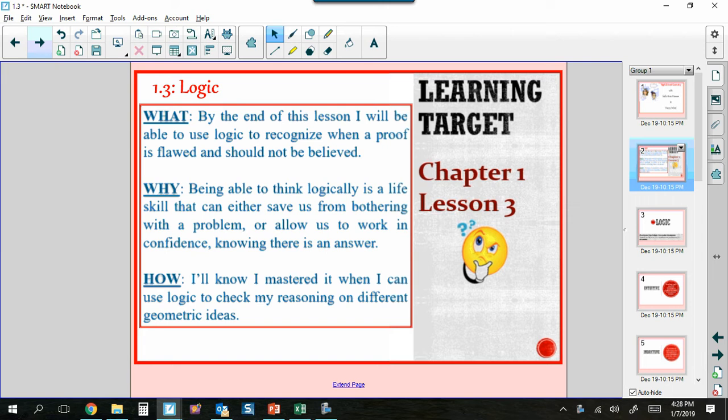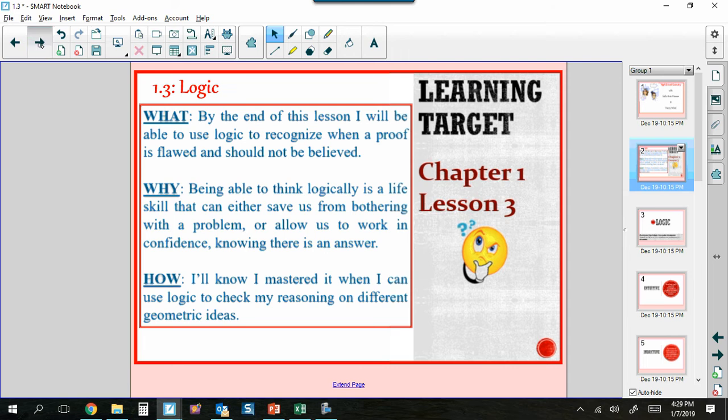Why do we need to understand logic and proofs? Because thinking logically is a life skill that can either save us from bothering with doing a problem or allow us to work in confidence knowing that there actually is an answer. You will know that you have mastered this when you can use logic to check your reasoning on different geometric ideas. So let's go ahead and get started.